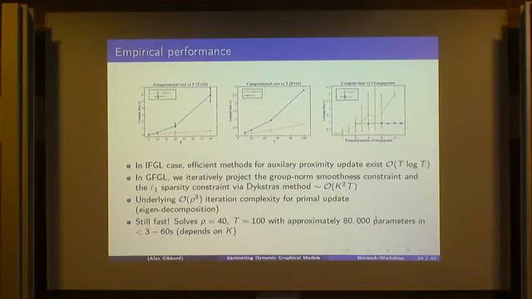And as I was mentioning, for P equal to 40 and P equal to 100, with approximately 80,000 parameters, you could still solve it in between 3 to 60 seconds, depending on how many change points k you have. So it's not too terrible, but if you want to apply it to a really high dimensional problem where P is quite large, you probably need to check the iteration complexity for the eigen decomposition part.